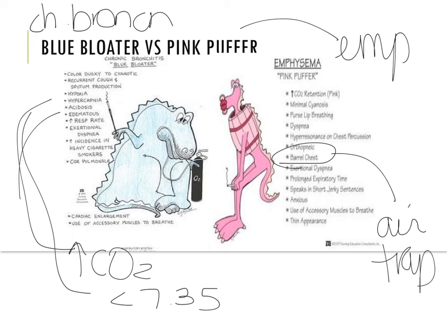Okay, exertional dyspnea, or dyspnea when they're exercising, prolonged expiratory phase, speaks in short sentences, is anxious, uses accessory muscles, and usually is very thin because it's just difficult for them to eat. It takes way too much energy.